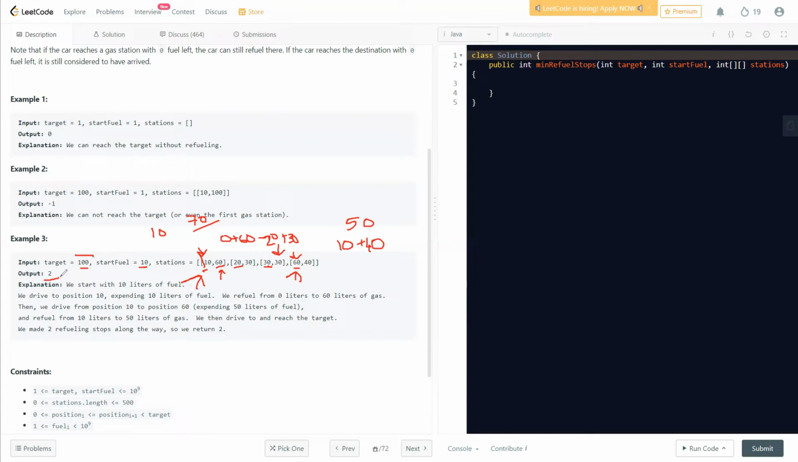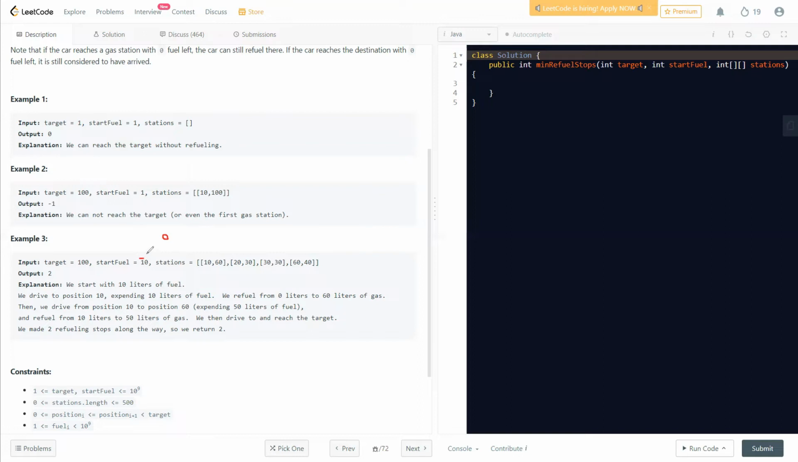Okay, so that's the understanding of the question. Now let's try to break into this. Okay, break into what? Say, like at the zeroth station. Look, if I just try to clear this and tell you, like say the zeroth station, there will be something like at the zeroth position, and we are starting with 10 liters of fuel.